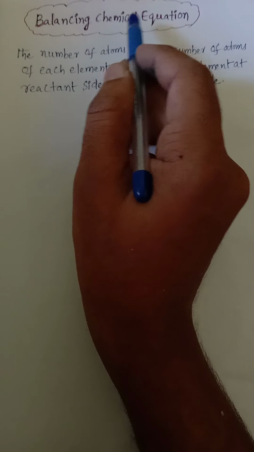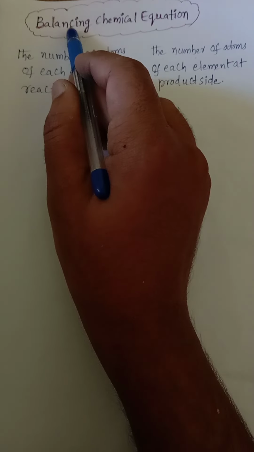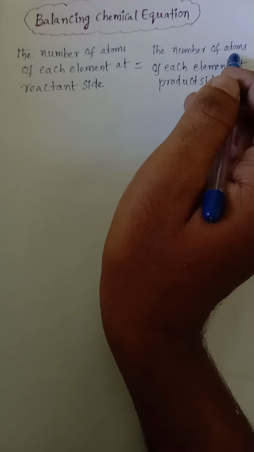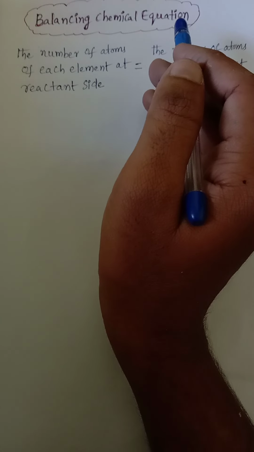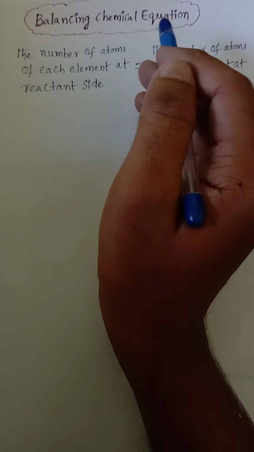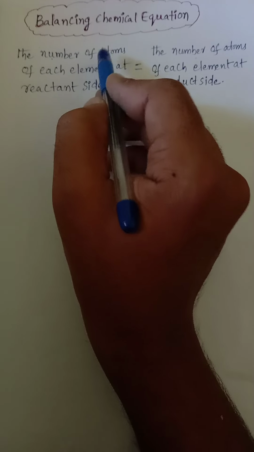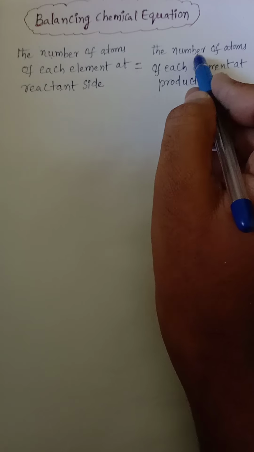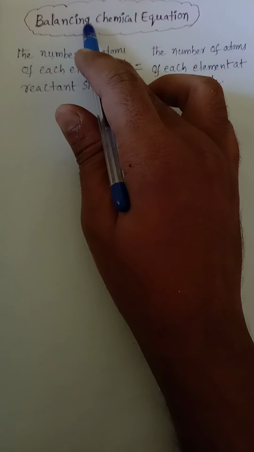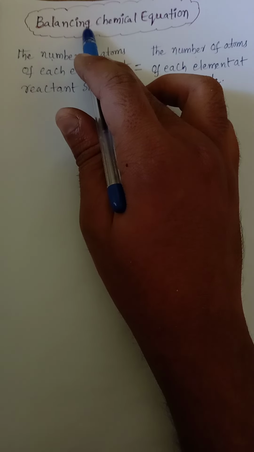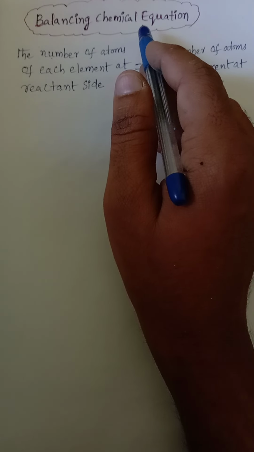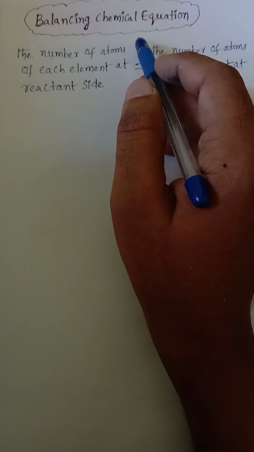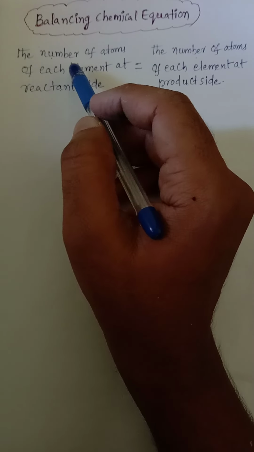So what is balancing a chemical equation? Balancing means we have to balance the reactant side and the product side. What do we have to balance? We have to equalize the number of atoms at the reactant side with the atoms at the product side. Balancing was generally introduced by Antoine Lavoisier. He did lots of experiments and gave a conclusion. What did he conclude?